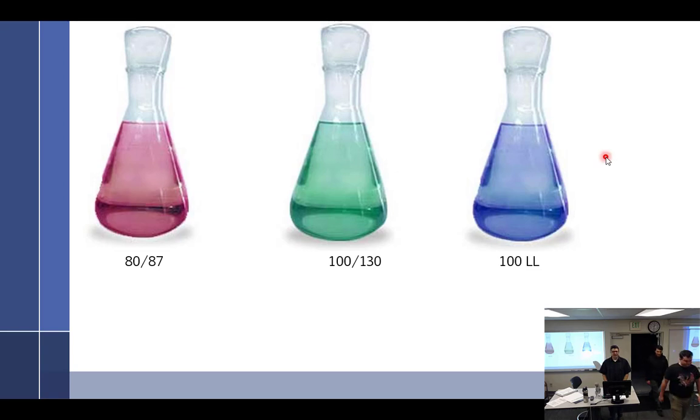All right, some of the slides I didn't go over. So in case you don't know what red, green, and blue look like, there we go. 8087, 100. Well, this would have been 100, 130, but now it's possibly G100. I don't know. 100 low lead is, if you've never seen it, absolutely beautiful. It just looks like something you want to dive into, but no, I don't recommend that.